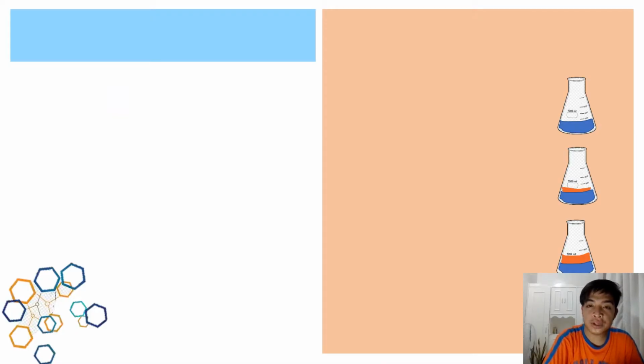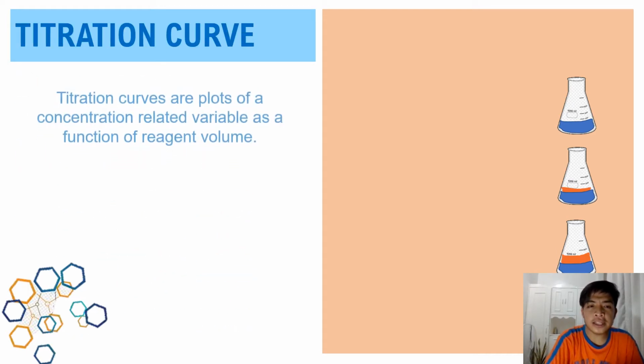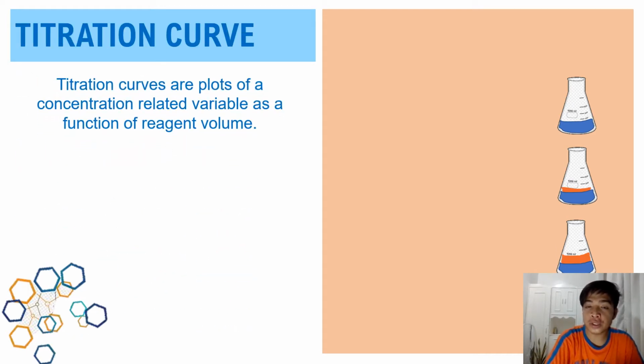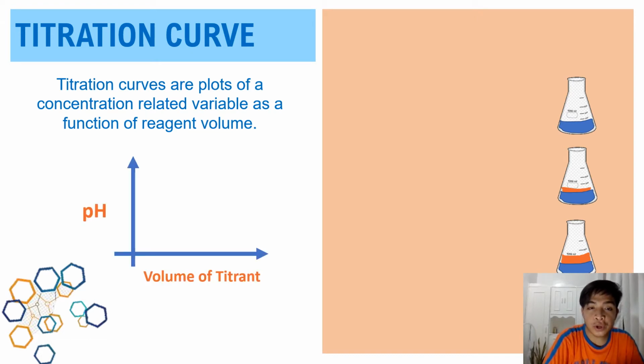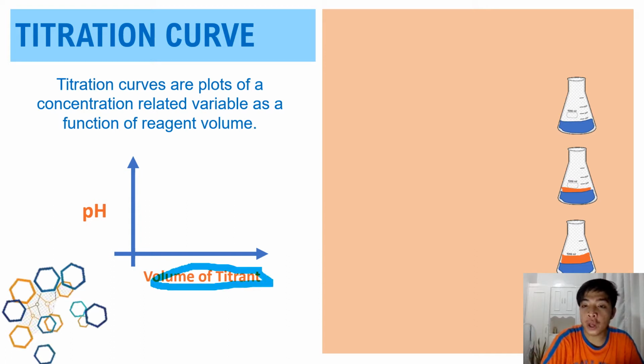Before we proceed to the actual problem, let us first know what a titration curve is. Titration curves are plots of a concentration-related variable as a function of reagent volume. When plotting your titration curve, always remember that your x-axis will always be the volume of the titrant and your y-axis will always be the pH. The volume of the titrant on the x-axis is the available information, and the pH on the y-axis is the measurable one.